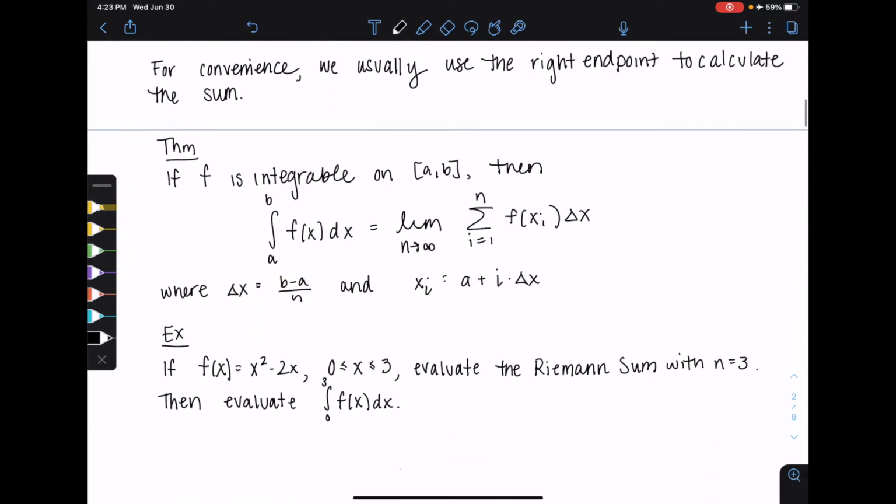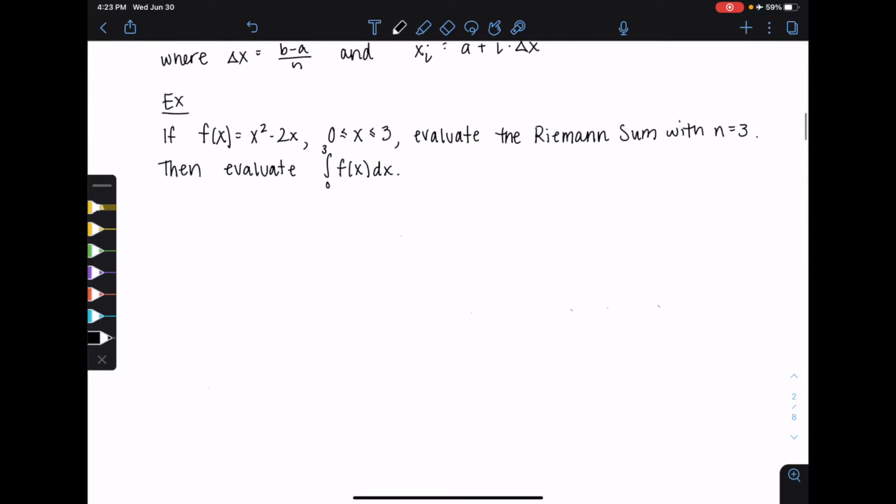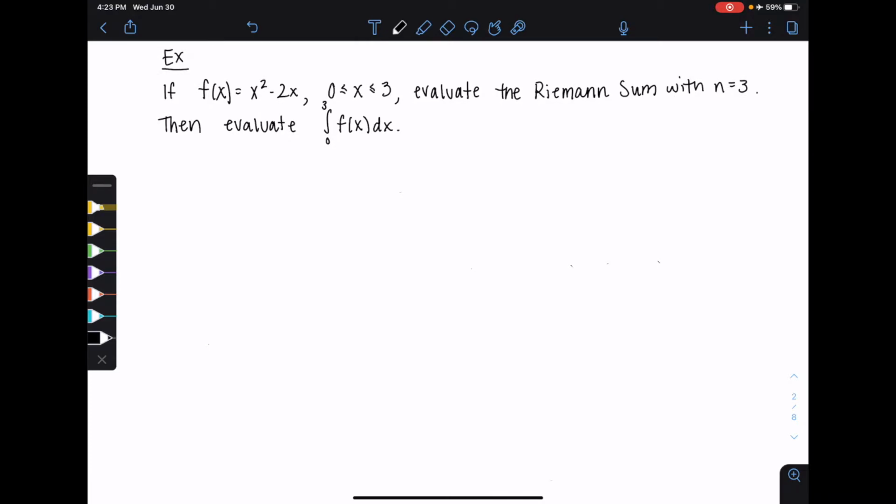So let's try an example. We've got a function, which is a nice parabola, x squared minus 2x. We've got an interval from 0 to 3. We're going to evaluate this with 3 rectangles, and then we're going to go through a formal definition to find the area under the curve from 0 to 3.